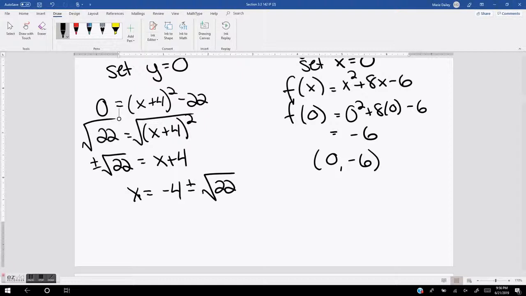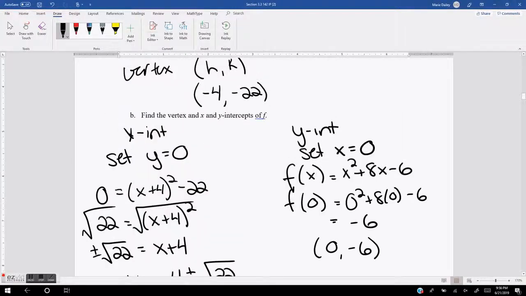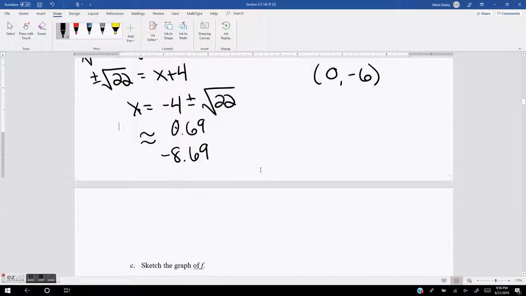So to get those to be approximate, -4 plus the square root of 22, that's what I want. There we go. Just to make it a little bit easier to plot, that's 0.69, and the other point is -8.69. So right now I have 1, 2, 3, 4 points. So let's go ahead and plot these on the graph.